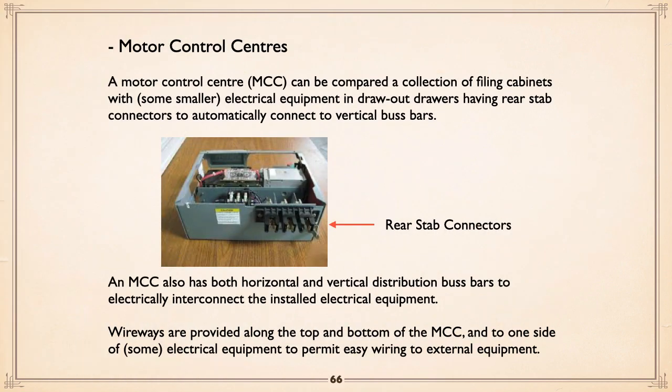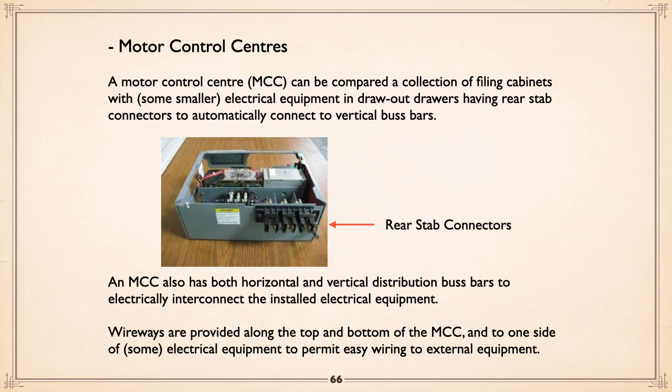One very good way of dealing with electrical equipment is a motor control center. In the States, they spell it CENTER. Anyway, it can be compared to a collection of filing cabinets with some smaller electrical equipment in drawers having rear stab connectors to automatically connect to vertical bars.